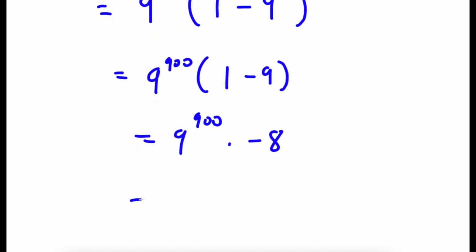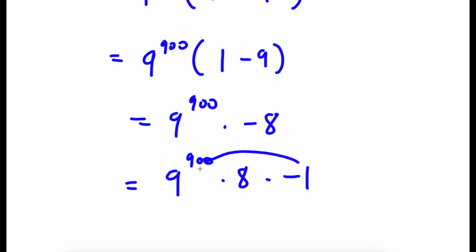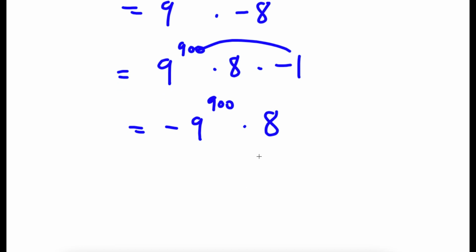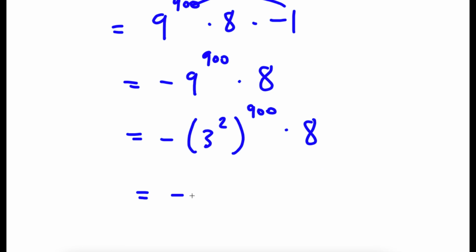Now I can rewrite this as 9 to the power of 900 times 8 times negative 1. Now if I multiply negative 1 with 9 to the power of 900, I have negative 9 to the power of 900 times 8. Now 9 is equal to 3 squared, so I have negative 3 squared to the power of 900 times 8. Now 8 is the same thing as 2 to the power of 3, so I have negative 3 squared to the power of 900 times 2 to the power of 3.